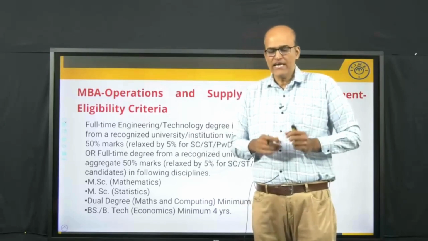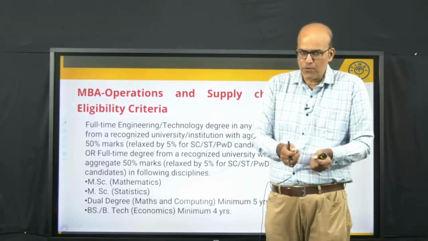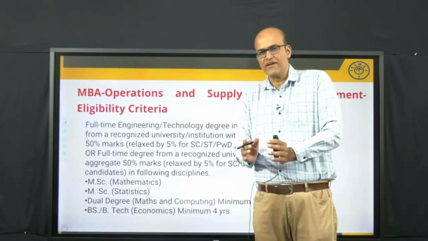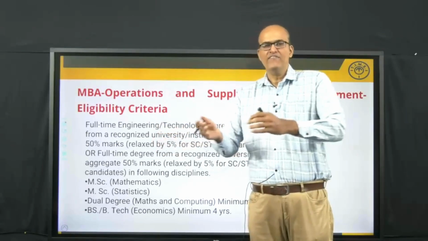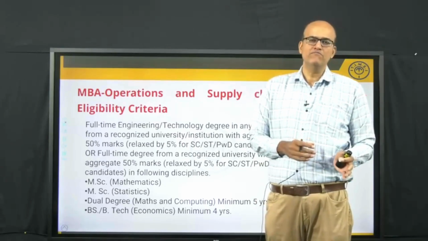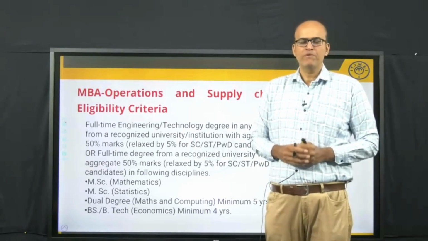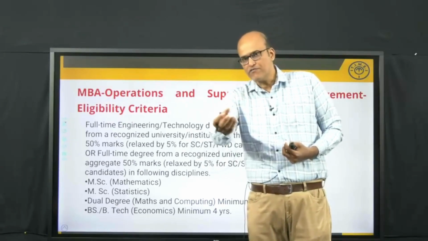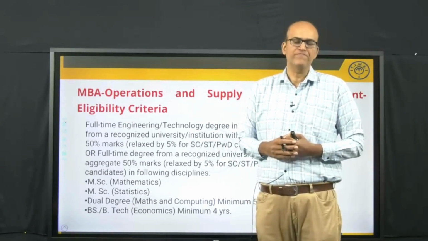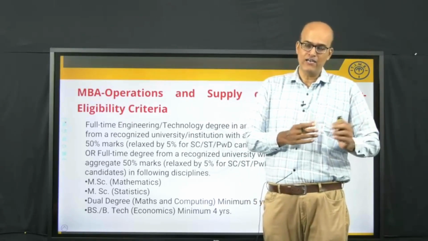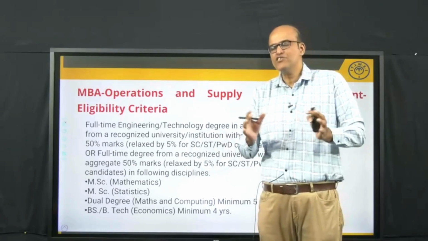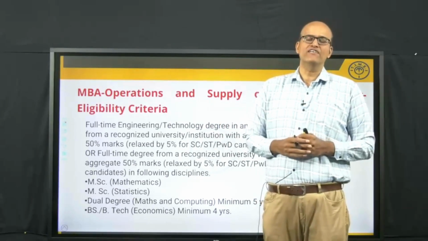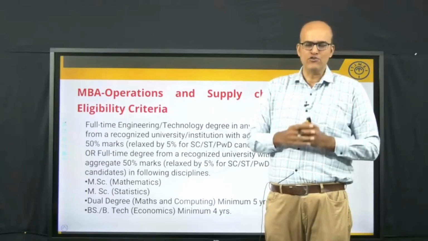Only those who have done their engineering program, and if you belong to general category, EWS category or OBC/NC category, then you need to have a minimum marks of 50%. People who belong to SC, ST or differently abled, they need to have 45% marks in their graduation. So engineers are eligible. But it's not just engineers who are eligible. Some additional category of applicants can also aspire to join this program.